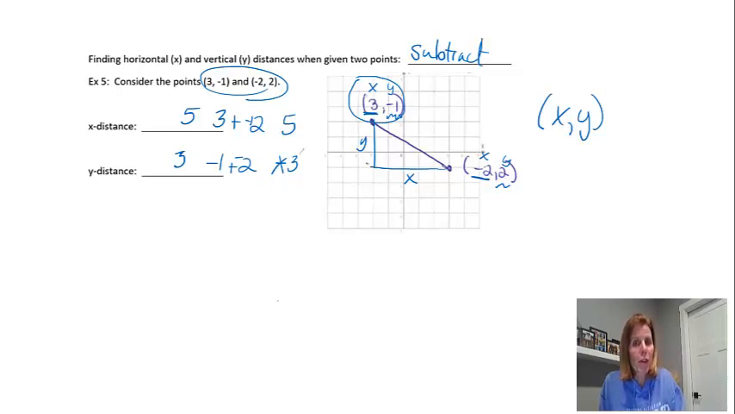Please notice that if I would have gone the other way first, it doesn't really matter. If I would have done the X distances going the other way first, I could have done -2 minus 3. That would have given me -5. But remember, for now, we're going to ignore that negative sign. And then the Y's, I would have done 2 minus -1, and I would have gotten 3 again. So notice we just had to cross off the negative in either case, but you just have to be consistent. Start with the same one each time.